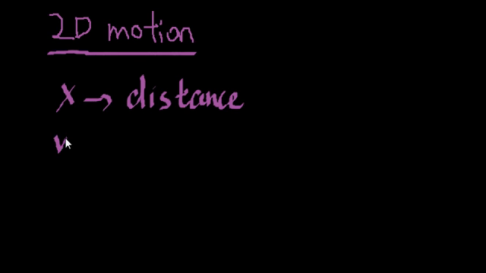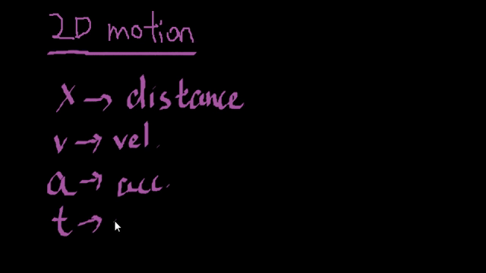In 2D motion, there are a grand total of maybe 5 variables you've got to know. First of all, x, which is distance. And then v, which is velocity. I'm going to abbreviate this. And then a, which is acceleration. And then t, which is time. And sometimes I may use things like theta, which is angle.